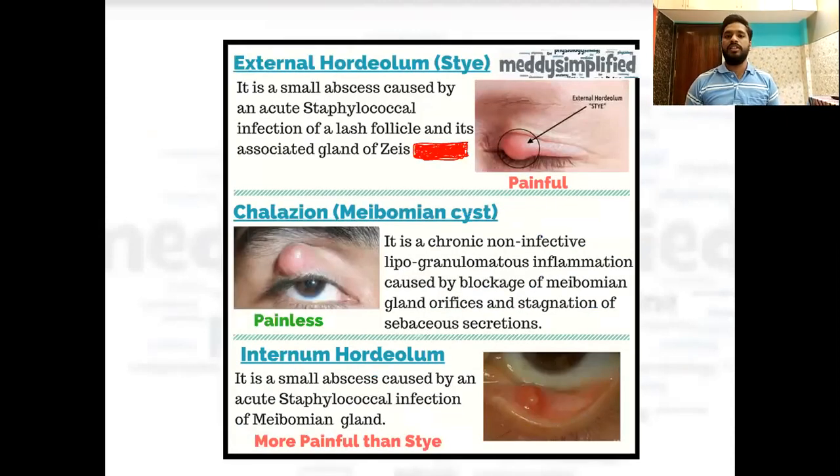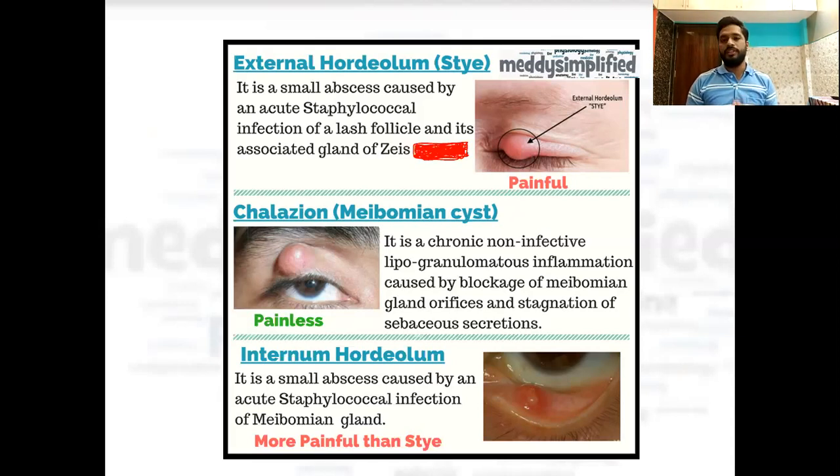Now talking about these three diseases together, we'll talk about it. So first we'll talk about these are the disorders of eyelid. So first, that is external hordeolum, which is also called as stye. It is an abscess caused by a staphylococcal infection in the eyelash follicle associated with the gland of Zeis.